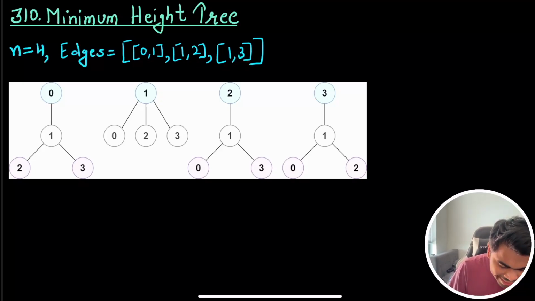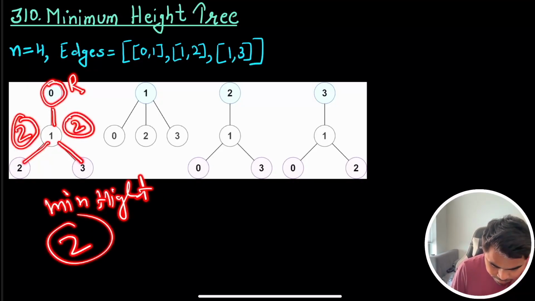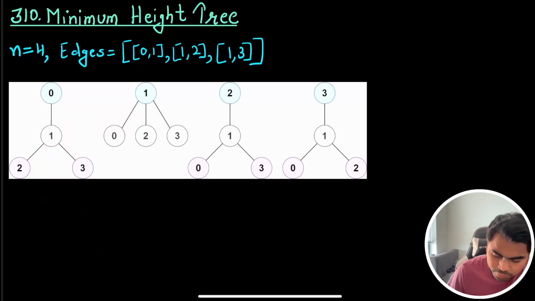So let's say if I choose 0 as my root, then the height of this tree would be one edge and then going this way. So this is 2. How about this one? This is also 2. Then minimum height of this one would be 2. So here, if I'm choosing 0 as root, so let's say root equals 0, then height would be 2.